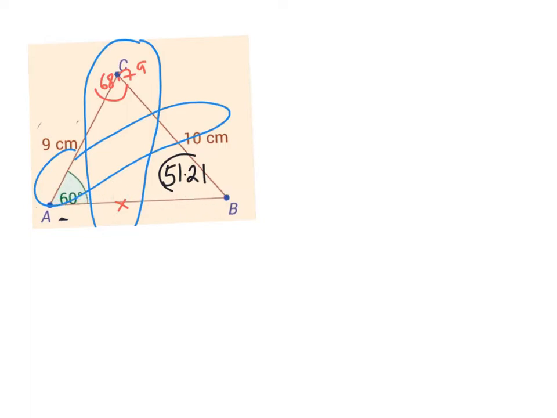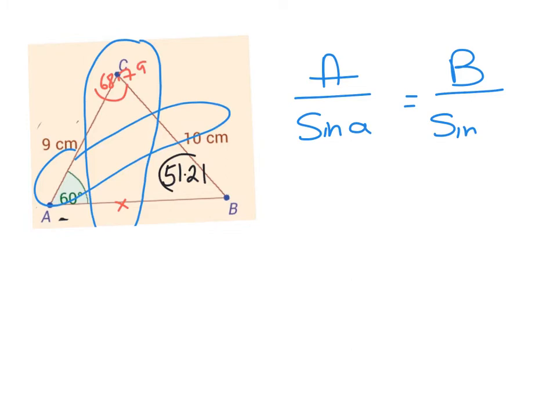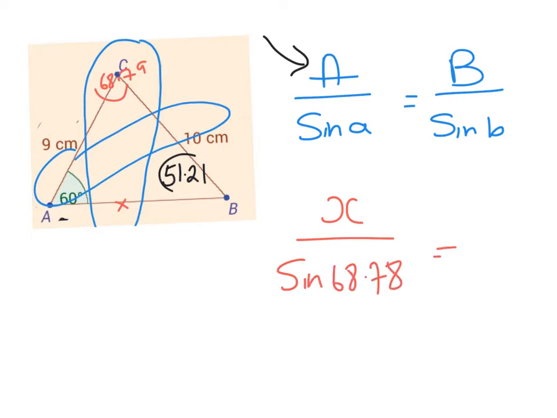I'm looking for a side. So which sine rule am I going to use? I'm going to use the one that has the side on the top and then the angle on the bottom equals the side on the top and then the angle on the bottom. We only need 2 pairs for the sine rule. So I always put what I'm looking for up on the top here and I'm looking for x. So it's x over the sine of the angle that associates with that, which is the sine of 68.78 equals, and then b and sine b is just another pair.